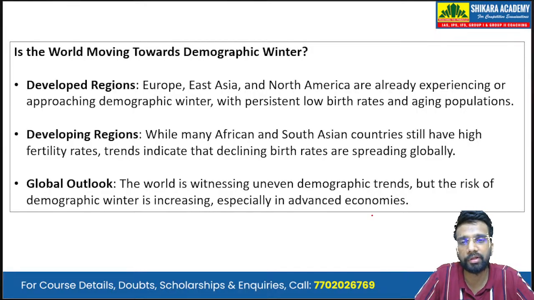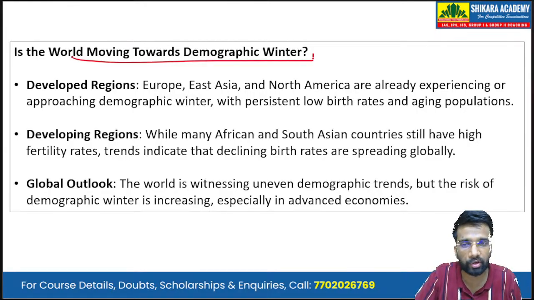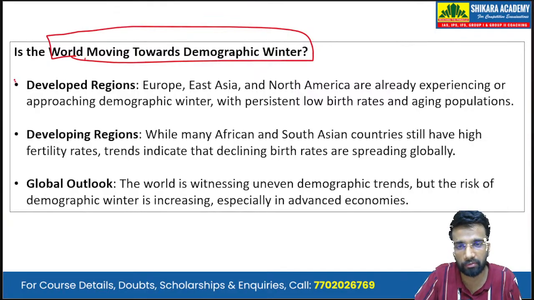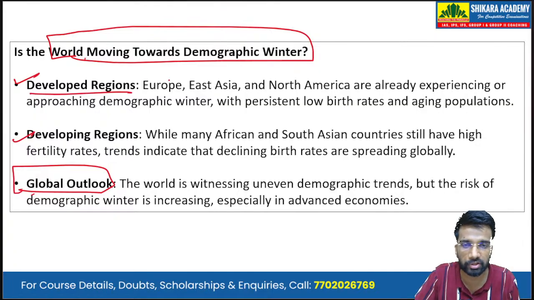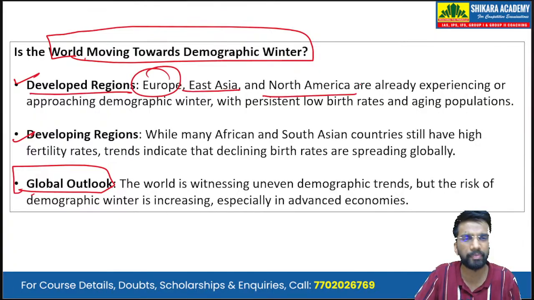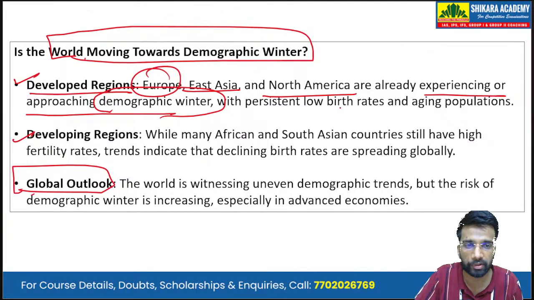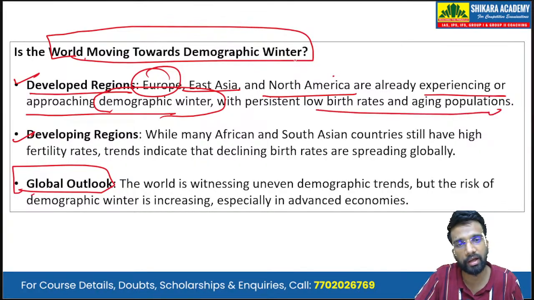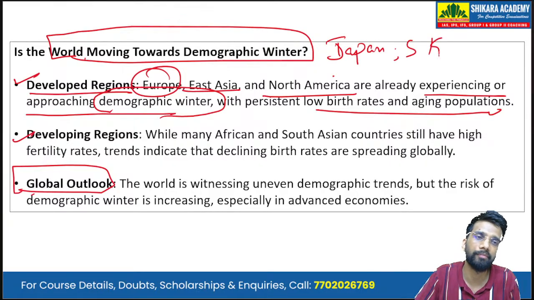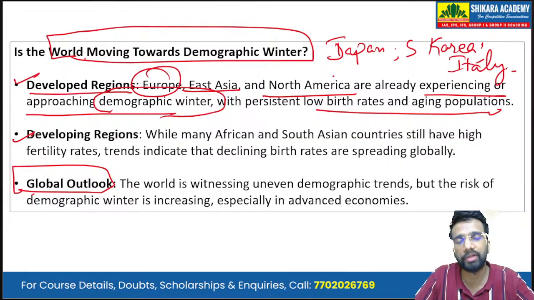Then we have to discuss whether the world is moving towards a demographic winter. So we have to talk about developed regions, the developing regions, and a total global outlook. Developed regions, especially Europe, East Asia, and North America, have already experienced or are approaching the demographic winter with persistent low birth rates and aging population. We can give the examples of Japan, South Korea, Italy. So these are the countries that are facing this demographic winter.